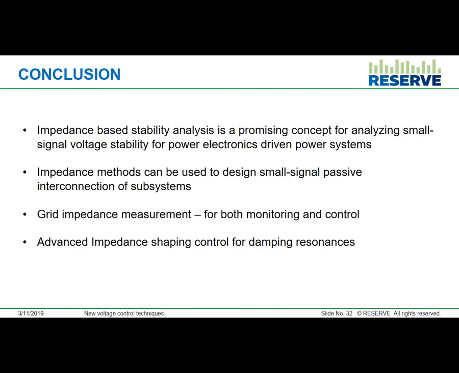And finally, we can use grid impedance for both monitoring and control. And as I already explained, we can try to come up with some advanced impedance shaping control for damping the resonances, which are the major causes of harmonic instability.